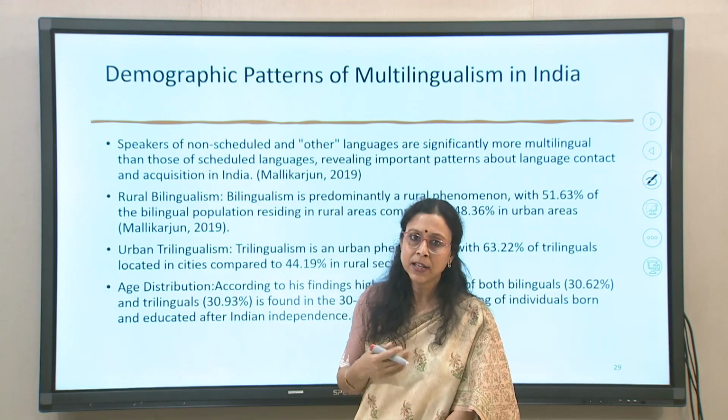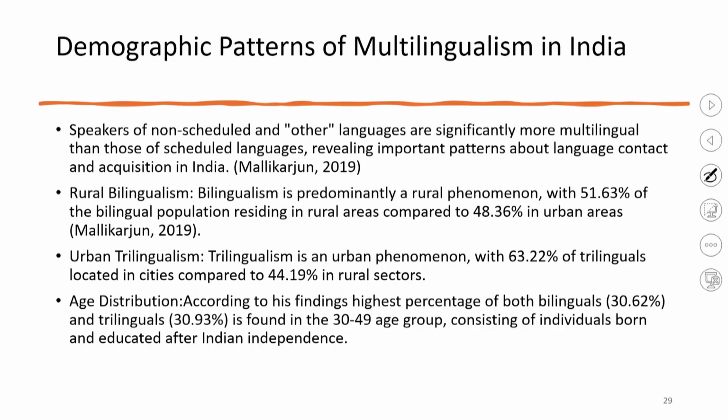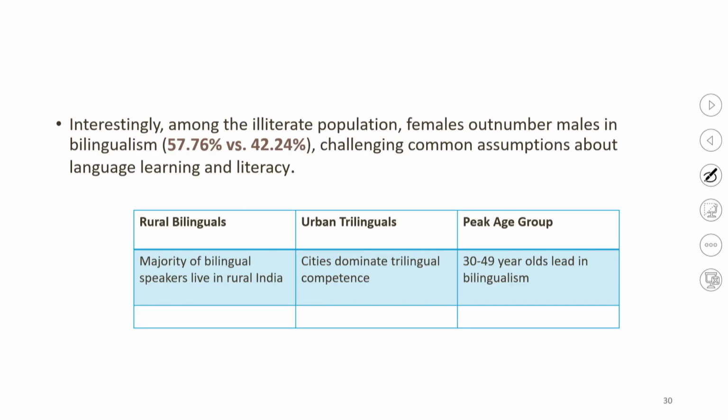Bilingualism is predominantly a rural phenomenon, as opposed to what we typically tend to think, that cities are multilingual and bilingual. In India, rural bilingualism is also quite prevalent. Rural bilingualism stands at 51.63% as opposed to 48% in the urban areas. Trilingualism also is a very interesting area to study. Among the illiterate population, the female population outnumbers males in terms of bilingualism, which is a very significant data point for India.